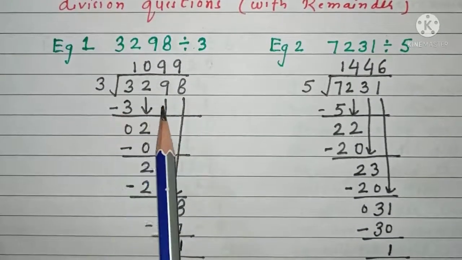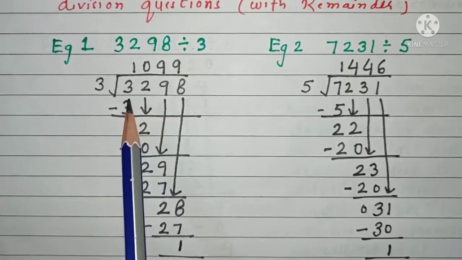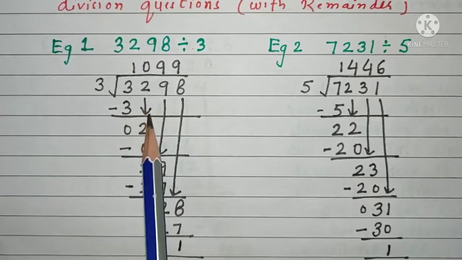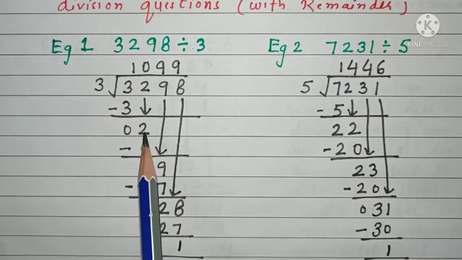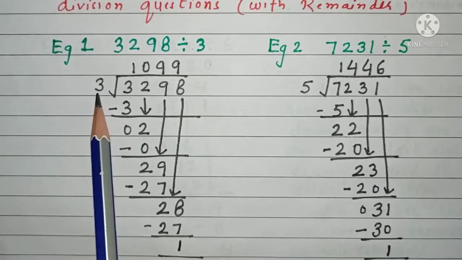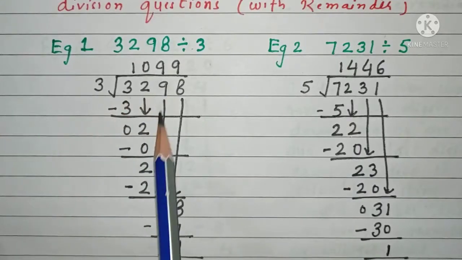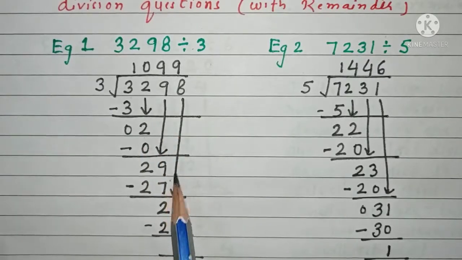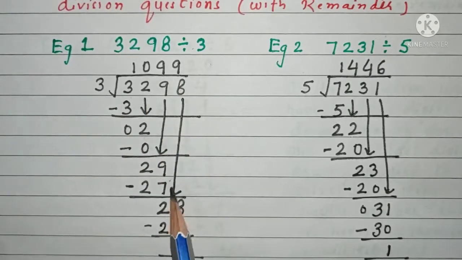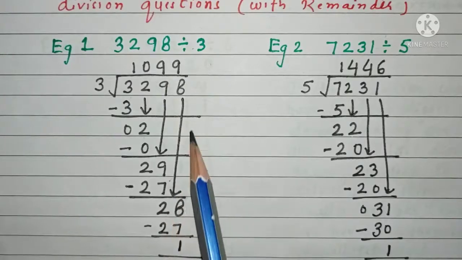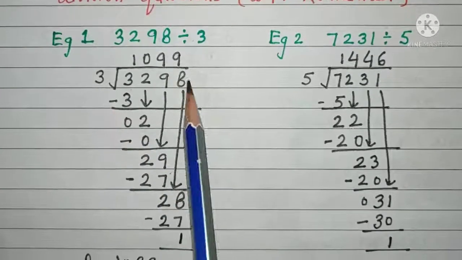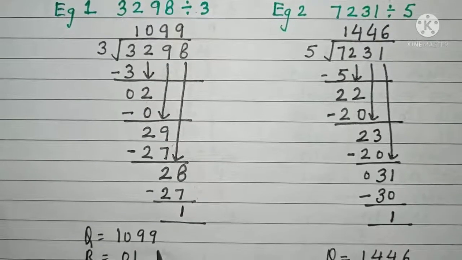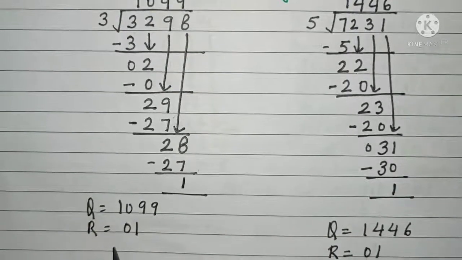Coming on to 4 digits now, the highest place is the thousands place, which is 3 here. So 3 ones are 3. Putting the hundreds place down, again you know that 2 is smaller than the divisor. So we will take it as 3 zeros are 0. So 2 minus 0 is 2. Putting 9 down, 29. 3 nines are 27. 9 minus 7 is 2. Putting 8 down, again 3 nines are 27. So in this question, the quotient is 1099 and the remainder is 1.